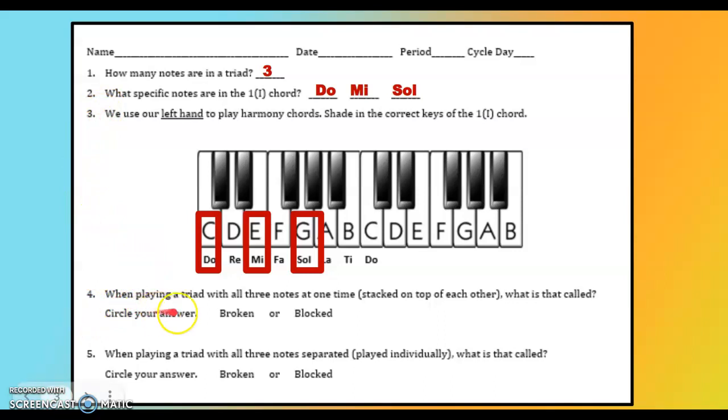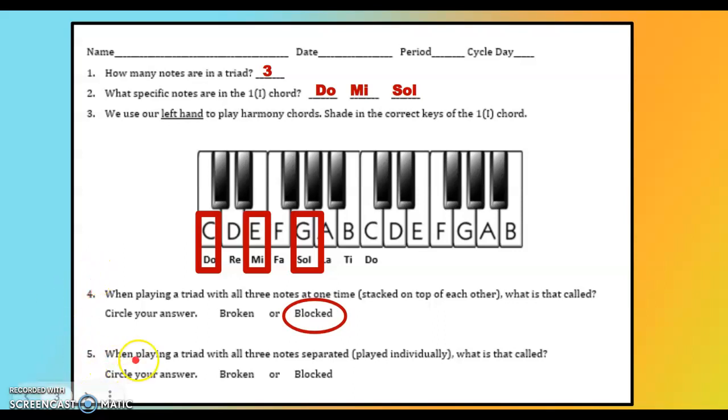Number 4. When playing a triad with all 3 notes at one time, stacked on top of each other, what is that called? You can either circle broken or blocked. So when you play all 3 notes at the same time, stacked on top of each other like a snowman, is that broken or blocked? It is blocked. Give yourself a check if you had it correct.